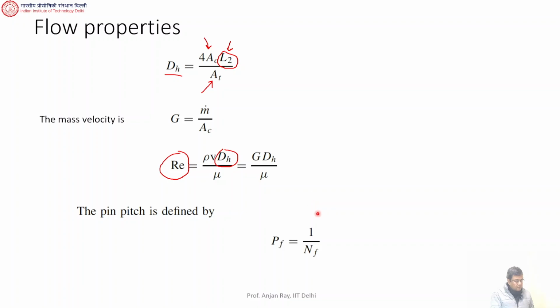So this is one thing that we remember. Then the fin pitch is 1 over NF. What is NF? Number of fins per unit length. So PF will be a pitch because it's length divided by a number. So that will give you a pitch.